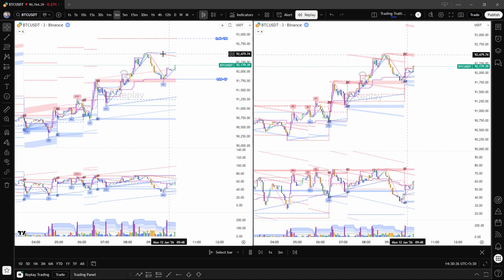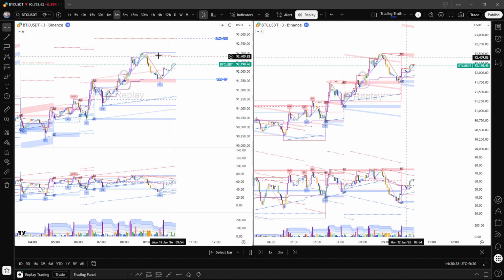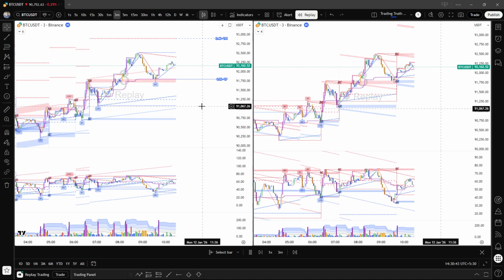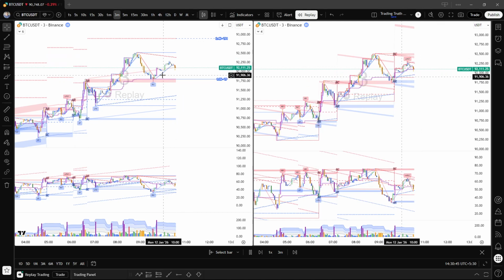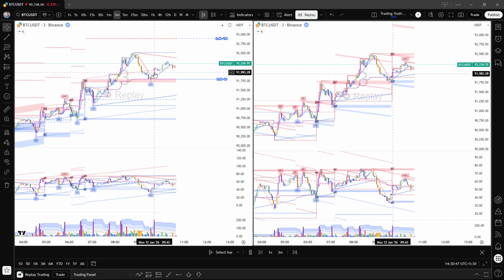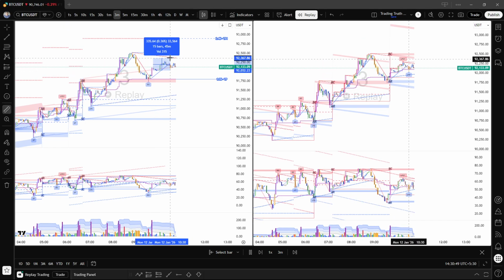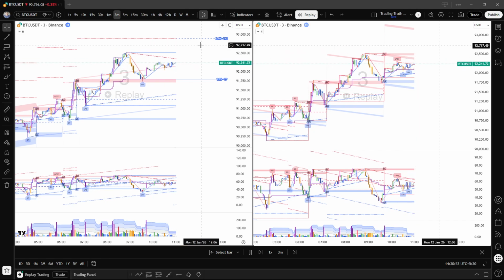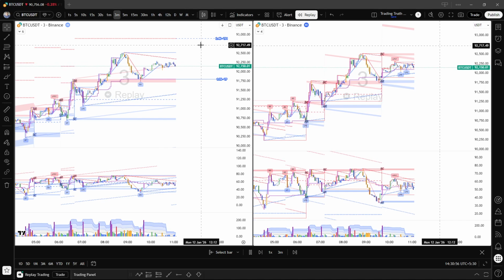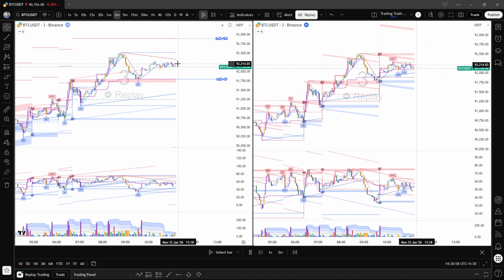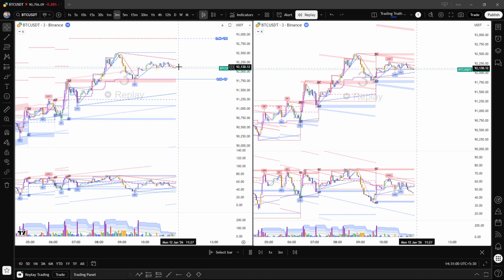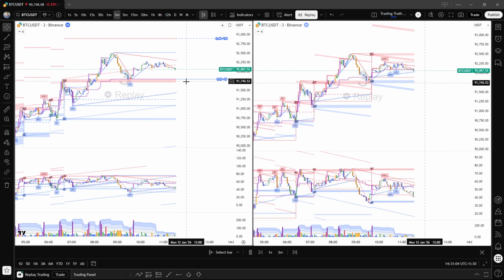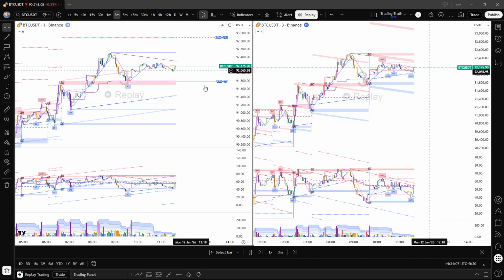There is resistance coming around here, so you should be taking profit there. It's a scalp trade, which will only last maybe 1 hour, almost 1.5 hours. So see, it's above this resistance. Now it has to close above this descending trend line in order to go up.